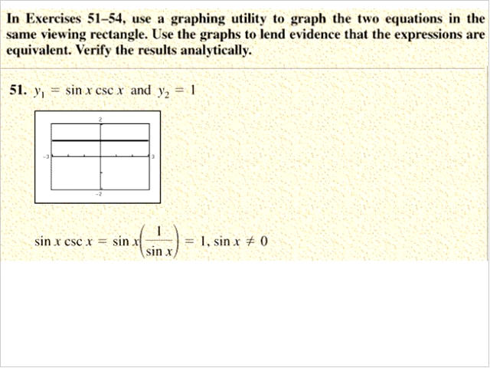And then the last one, use a graphing utility to graph the two equations. Remember, cosecant is the reciprocal of sine. We need to verify the result analytically, so let's use our algebra here. We know, like I just said, cosecant is the reciprocal of sine. So it's sine x times 1 over sine. When we multiply those out, we get sine x over sine x, which reduces to a positive 1. So when we graph these two equations, they're actually the exact same line of y equaling 1.